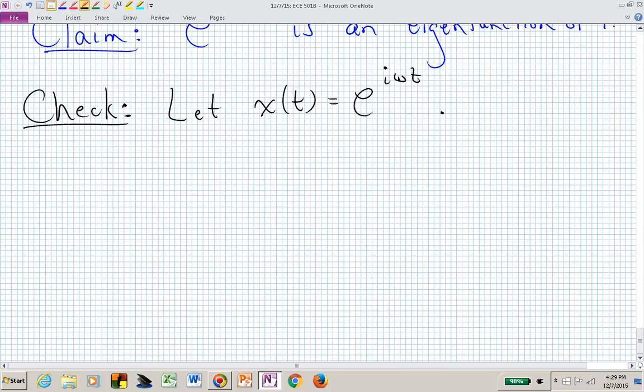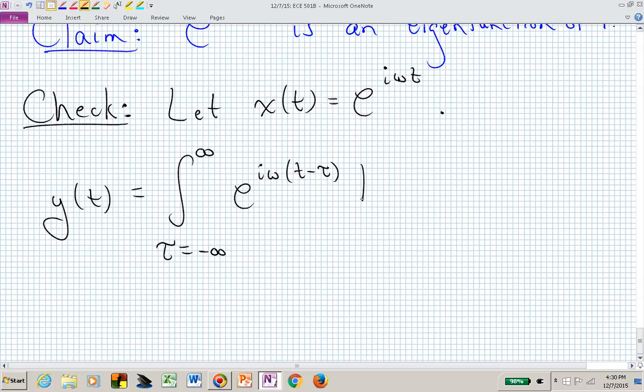Let's now put that into our expression, which was relating the input to the output by means of the system's impulse response. So we now have y of t is this integral from tau equals minus infinity to infinity of x of t minus tau, which says that if x of t is e to the I omega t, then x of t minus tau is e to the I omega times t minus tau, times h of tau d tau.